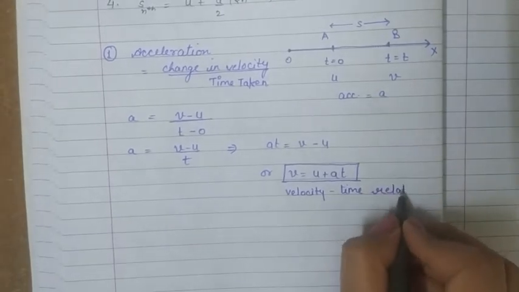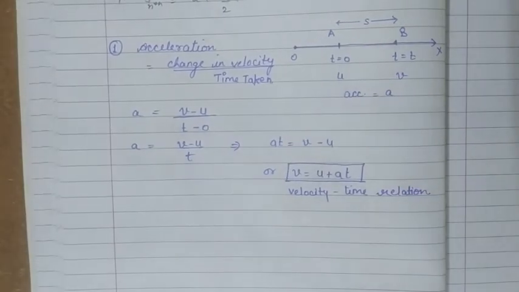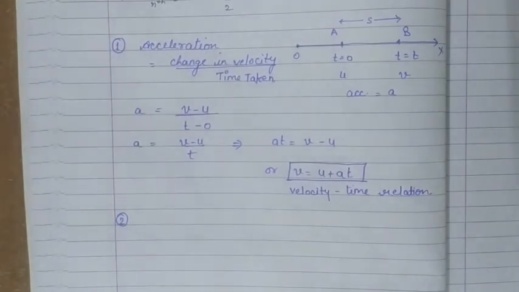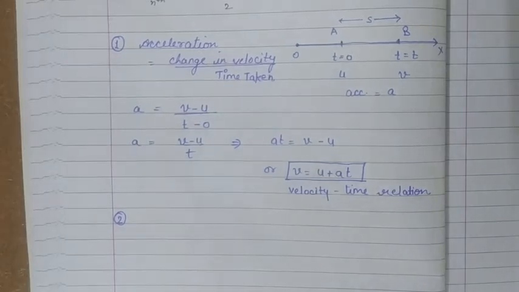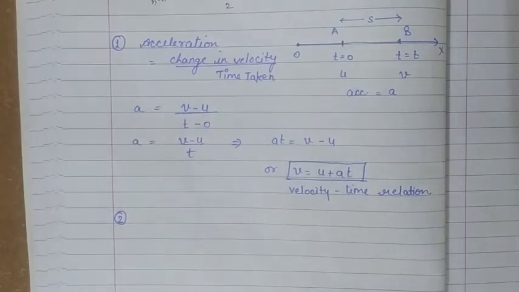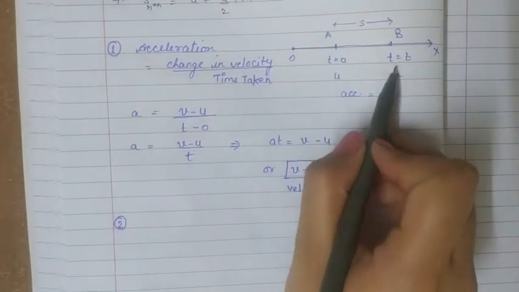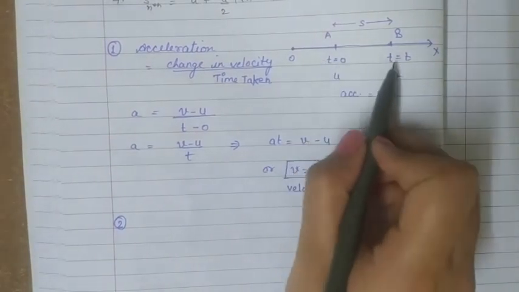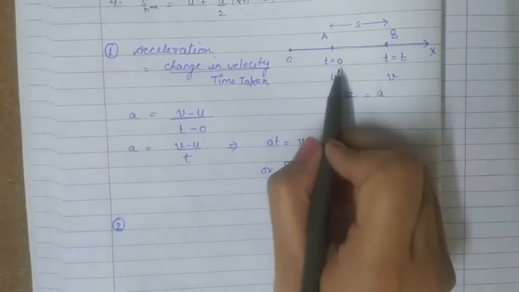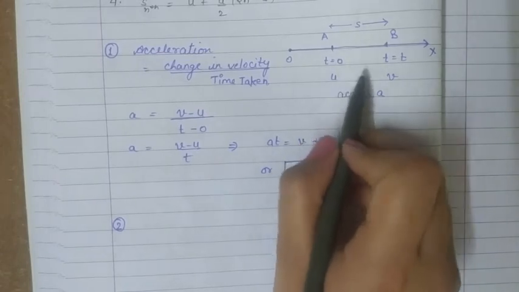This is the velocity time relation and is the first equation of motion. Now moving to the second equation of motion. For deriving the second equation of motion, we are going to use the definition of average velocity. So we know that the average velocity of an object is given by the displacement upon time. So if we are talking about the time interval 0 to t and we want to find the average velocity in between this time interval, it is the displacement in this time interval upon the time taken.